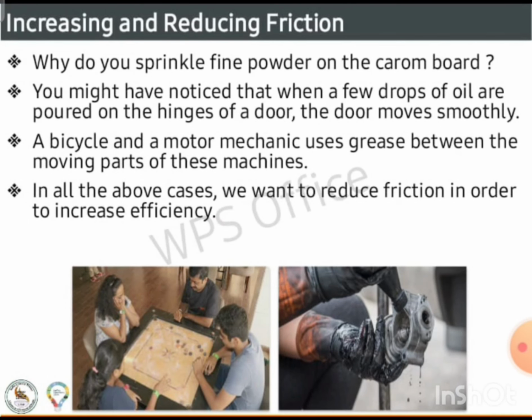Why do you sprinkle fine powder on the carom board? You might have noticed that when a few drops of oil are poured on the hinges of a door, the door moves smoothly. A bicycle or motor mechanic uses grease between the moving parts of these machines. In all the above cases, we want to reduce friction in order to increase efficiency.